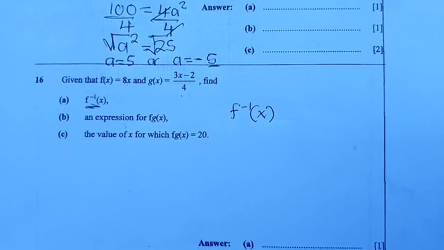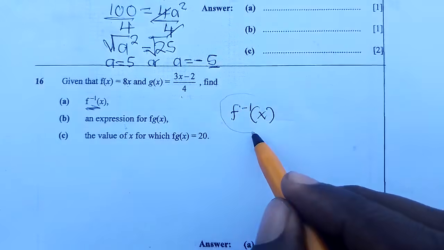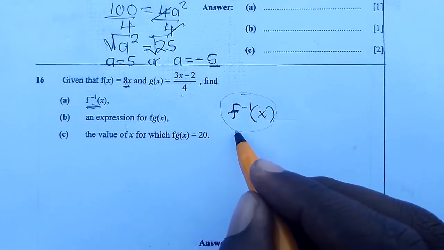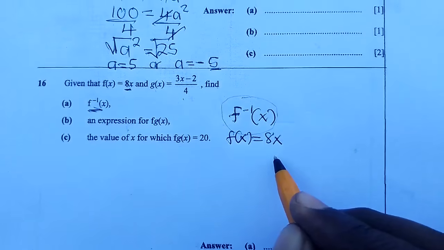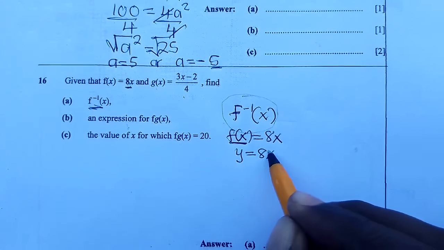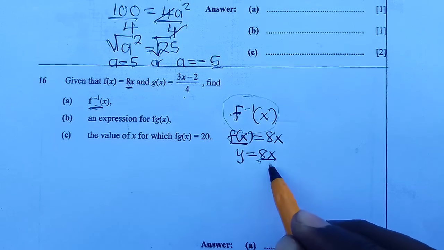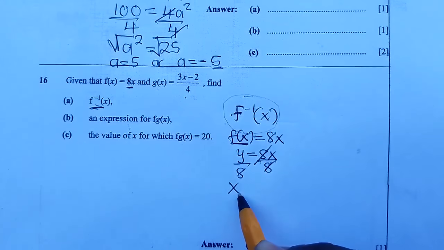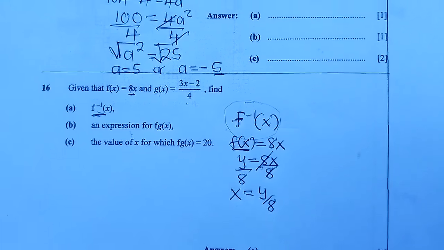This is what we are going to do. You say, where is this function coming from? It is coming from here where there is f. So f of x is equal to 8x. Then where there is f of x, you put y. So y is equal to 8x. Then you want to make x the subject of the formula. You divide by 8, it cancelled. So x is equal to y over 8.